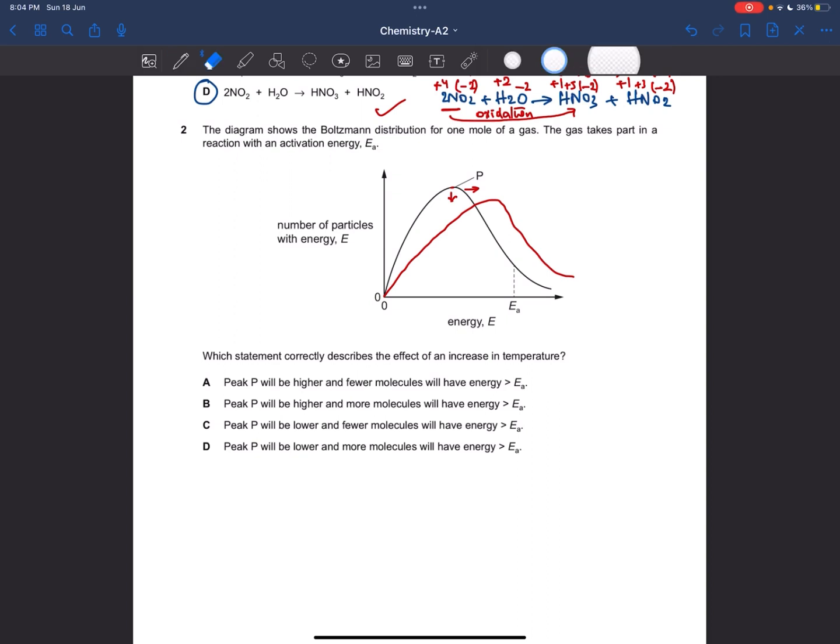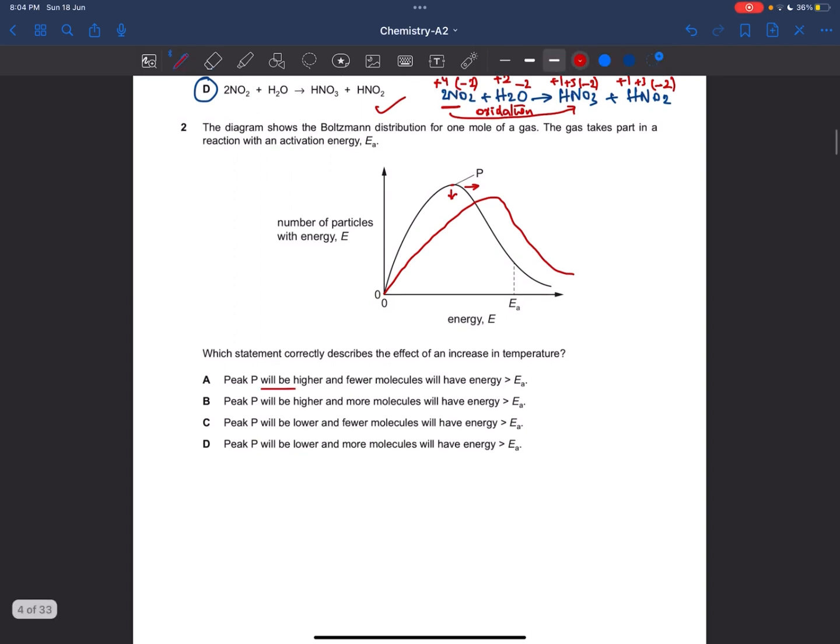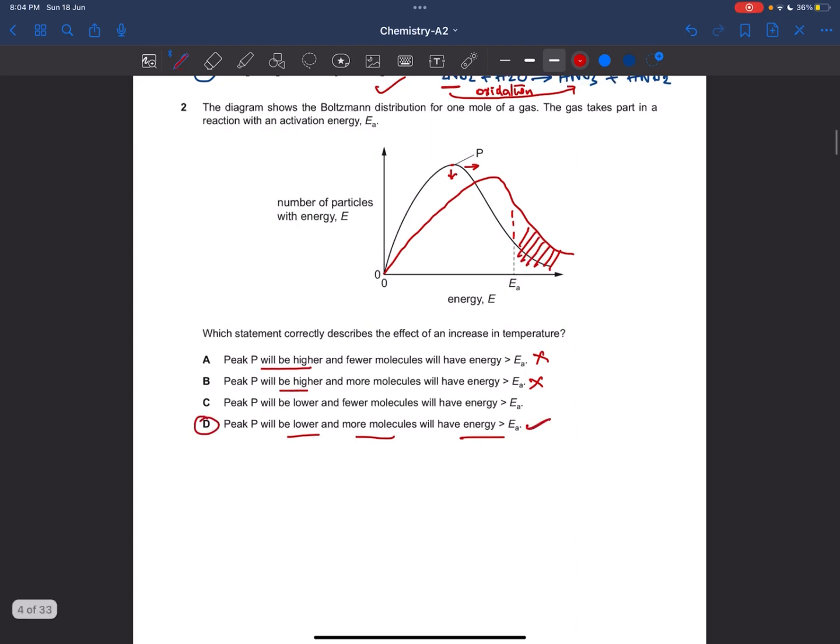So let's look at the options. Peak P will be higher. No, that's absolutely wrong. Peak P will be lower, yes, and fewer molecules will have energy greater than. Oh yeah, so the activation energy would remain the same. However, the energy of the molecules would increase. So peak P will be lower and more molecules will have energy greater than the activation energy. This option is correct. 2D.